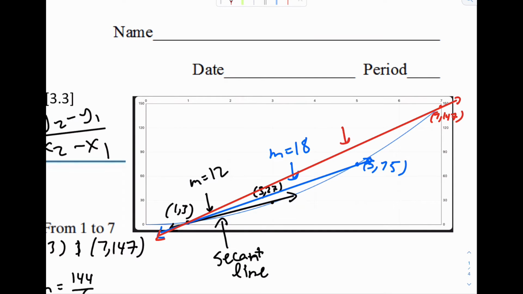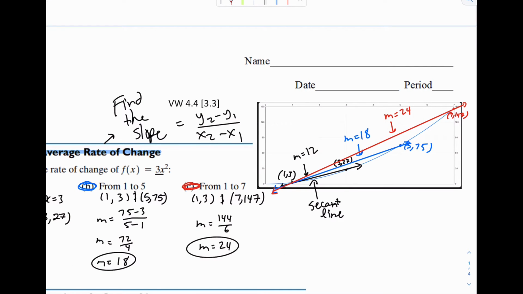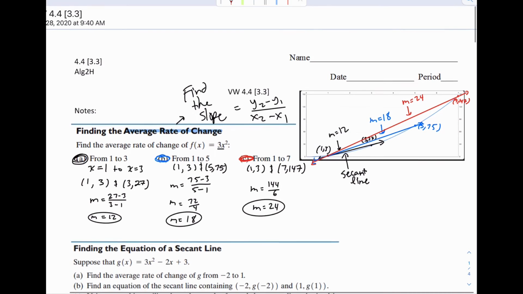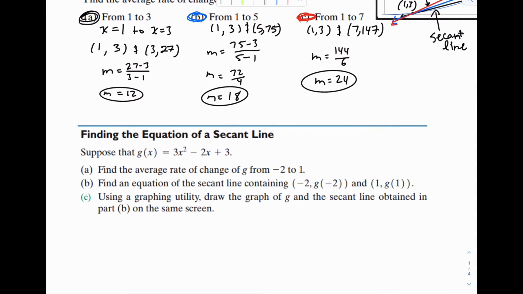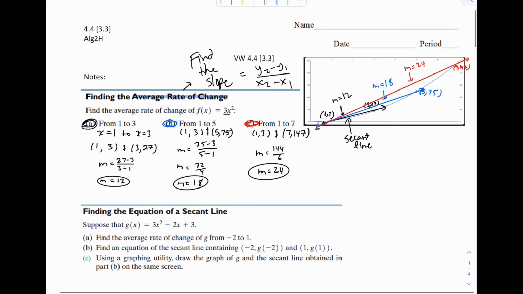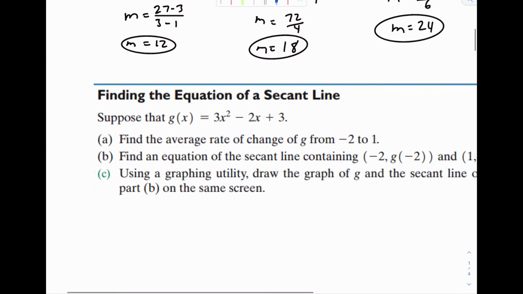I know that this slope is 24. So again, that's just giving you some context into what's actually happening when you're doing this math. So now you're seeing, it says finding the equation of the secant line. So those lines we were drawing here, now I'll talk about, well, let's actually find them. So it says, suppose you're given this function, find the average rate of change from -2 to 1.